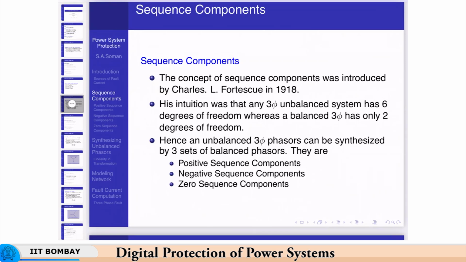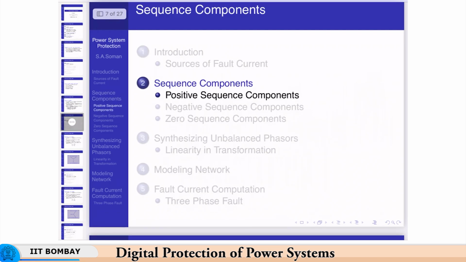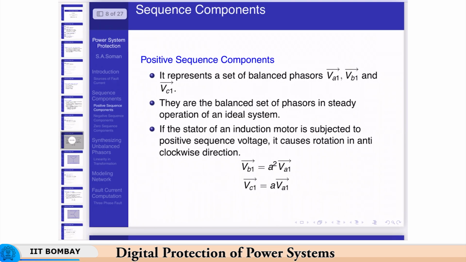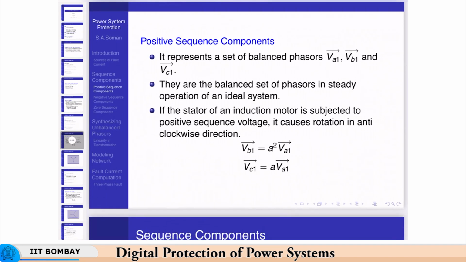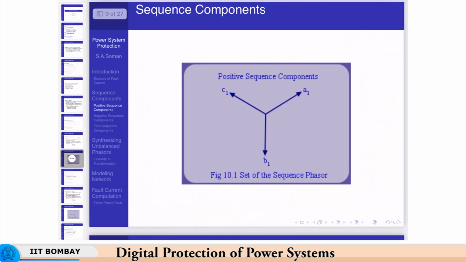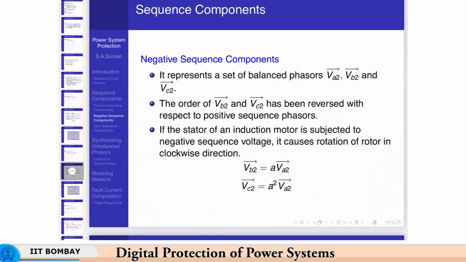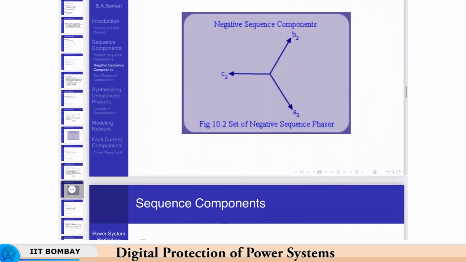A set of unbalanced 3-phase phasors can be synthesized from 3 sets of balanced phasors, and they are known as positive, negative and 0 in the 3-phase case. Okay. We had a look at these also. This is how diagrammatically they will look. We will quickly go through these slides just to make sure that we do not miss anything.